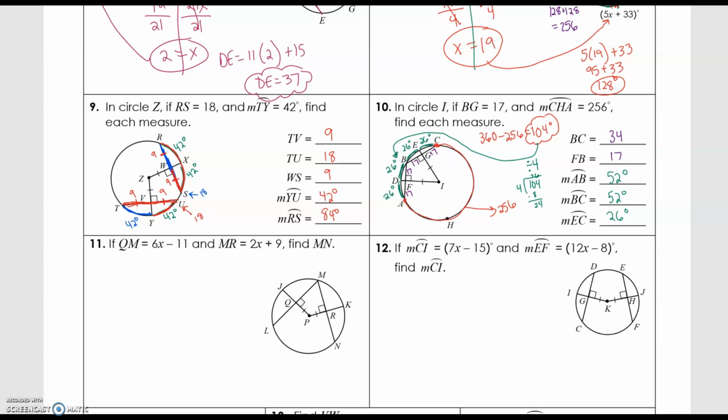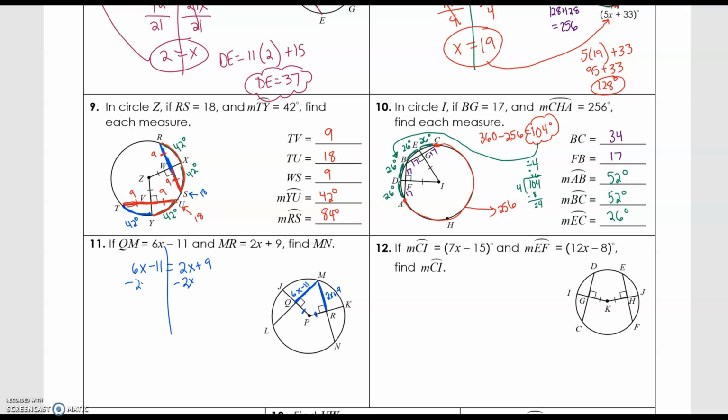So QM is 6x minus 11. So that's this arc, or this chord, not even a chord. It's just this segment here. And then MR equals 2x plus 9. So these are actually congruent because they're equidistant from the center. So this little tally mark tells me that all these pieces are congruent. So I'm going to set it up as 6x minus 11 equals 2x plus 9.